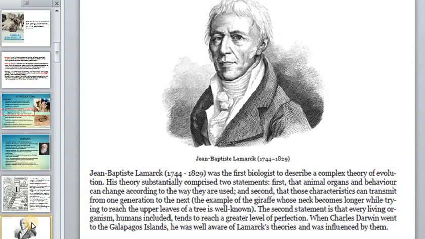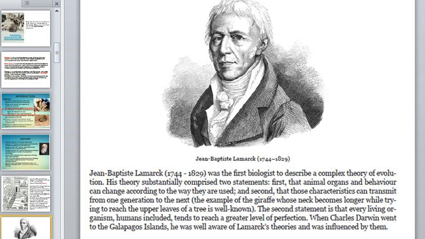Jean-Baptiste Lamarck was the first biologist to describe a complex theory of evolution. His theory substantially comprised two statements. First, that animal organisms and behavior can change according to the way they are used. And second, that those characteristics can be transmitted from one generation to the next. Now we know that this happens genetically, but at this time, of course, it was the first theory.